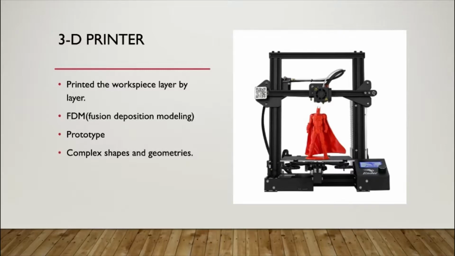Next one is the 3D printer. A 3D printer is used to make 3D objects. It prints the workpiece layer by layer. The 3D printer uses the FDM technique, which means fused deposition modeling. In this technique, the material used to make the workpiece is in liquid form, and it builds the object layer by layer. The 3D printer is used to make prototypes and complex shapes and geometries.